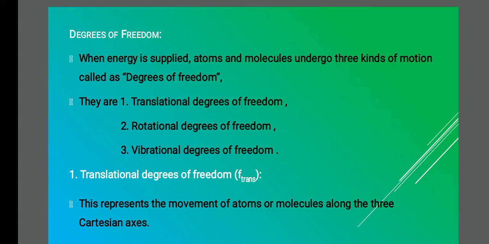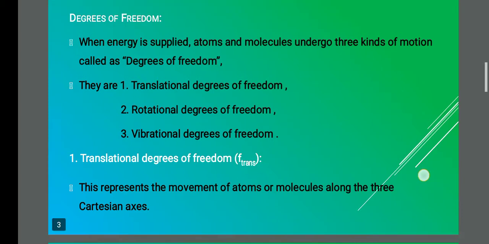This degree of freedom we call translation degree of freedom. If you give a molecule energy, it moves in translation degree of freedom along three axes: x axis, y axis, as well as z axis. In all three ways it is moving. So any molecule has three translation degrees of freedom. F trans is equal to 3 for all sorts of molecules. I'll go with the next one.